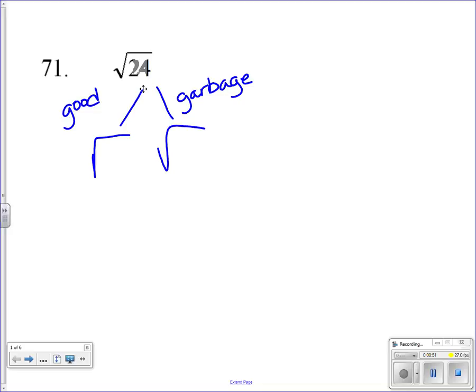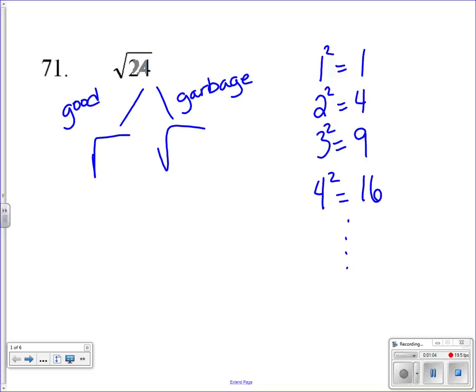So 1 squared is 1, 2 squared is 4, 3 squared is 9, 4 squared is 16, and you can go on and on. But the idea between this good and garbage is we're trying to take this number 24 and divide it by anything from this right side of the list. So is 24 evenly divisible by 1, 4, 9, or 16? And the answer is yes. It's actually divisible by 4.